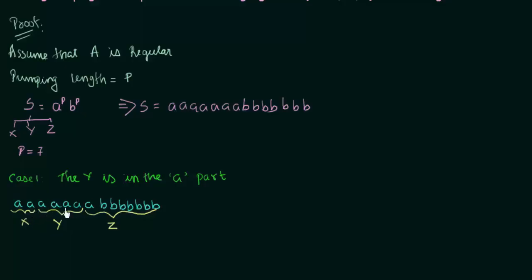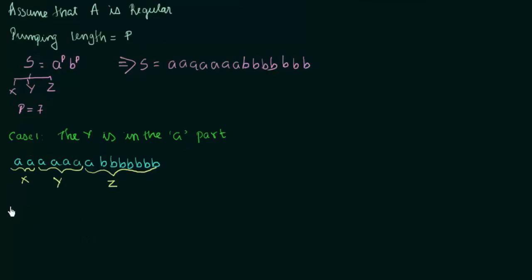So we have divided it into three parts, x, y and z, and the y part, the middle part, is in the a part, means it contains all a's, these four a's. So this is how I can divide it in one way, and there is another way we can divide. How is that? Let's see case number 2. Case number 2 says that the y is in the b part.